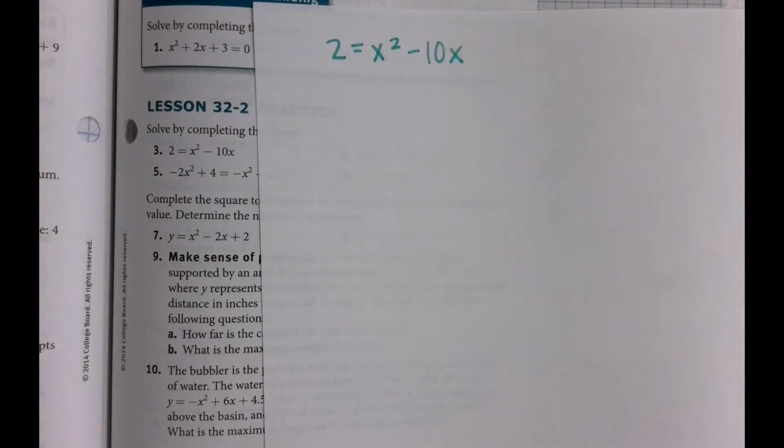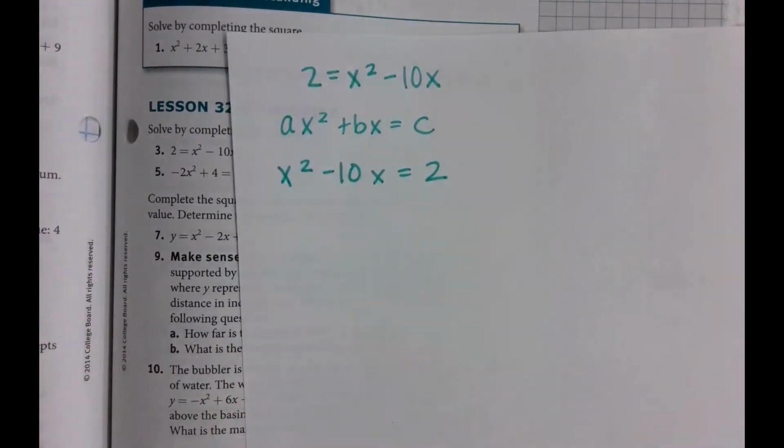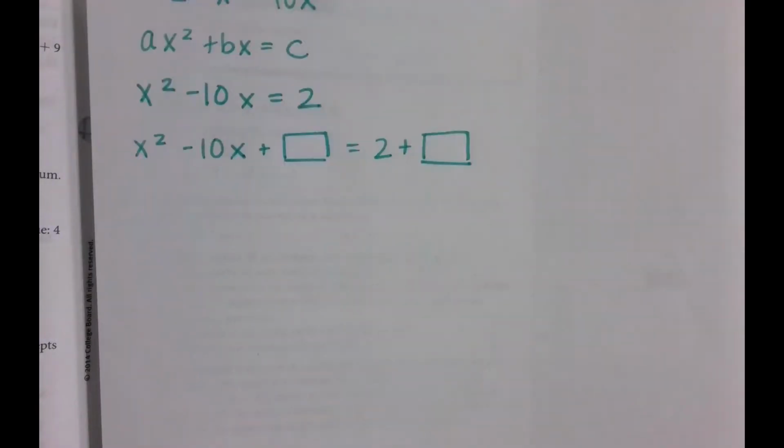All right, so the first thing we want to do is put it in the form of ax squared plus bx equals c. And right now it is not, so I'm just going to rewrite it as x squared minus 10x equals 2. That means the same thing. I'm just changing the order of it. Then when we complete the square, we want to draw a square on each side of the equal sign.